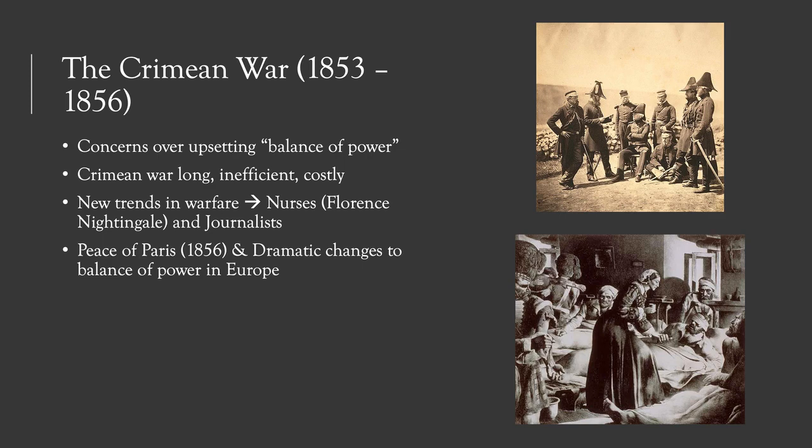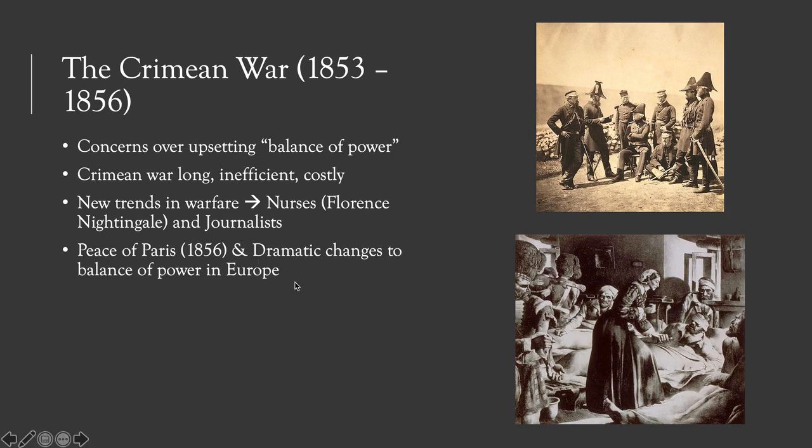Also, this was the first war that was covered by journalists. And the reason for this is because of the telegraph. So the new telegraph allowed messages to be communicated more quickly from the battlefields and the front back to the home countries. This is also the first war that had even some photography. In fact, the upper picture is a photograph from the Crimean War, one of the earliest ones that we have.